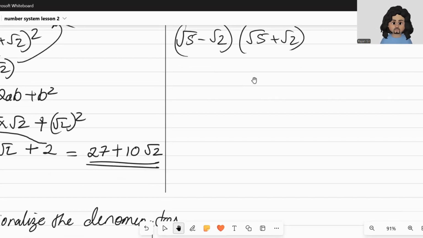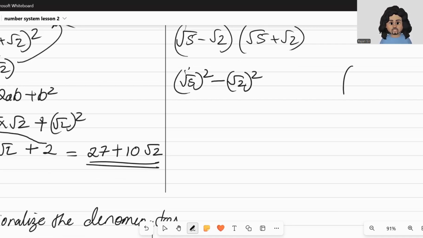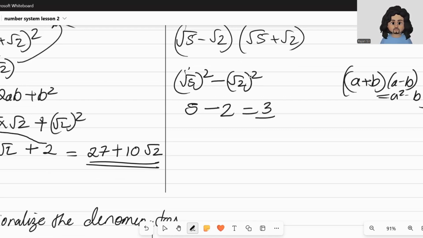So I'm directly giving you the answer using a square. So this will be root 5 square minus root 2 square. And here you can use the idea a plus b, a minus b is a square minus b square. Okay, you can signify like this. We have root 5 square is 5, minus root 2 square is 2. So the answer is 3.